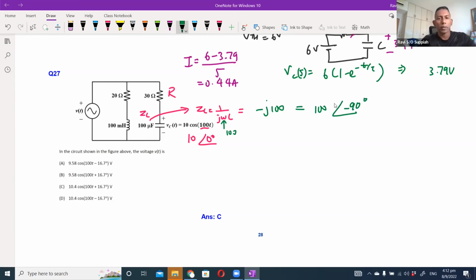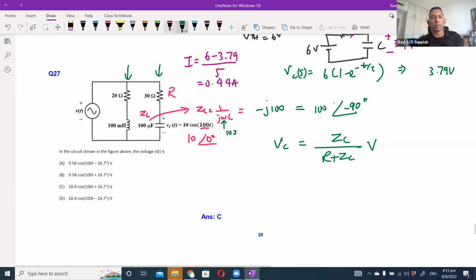If I look at this entire branch and this entire branch, both are parallel to VT, which is my source. So it's just like how you would have an expression for the voltage divider rule. I can say that my VC, which is the voltage across the capacitor, is actually ZC over R plus ZC multiplied by V. Exactly how you would do it for a simple resistive circuit as well.